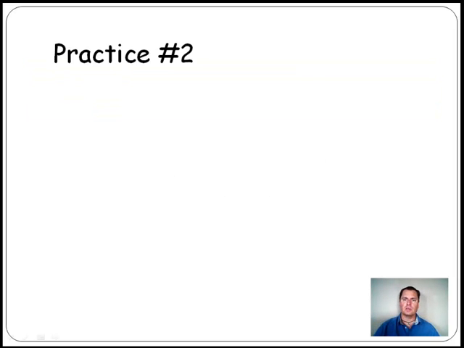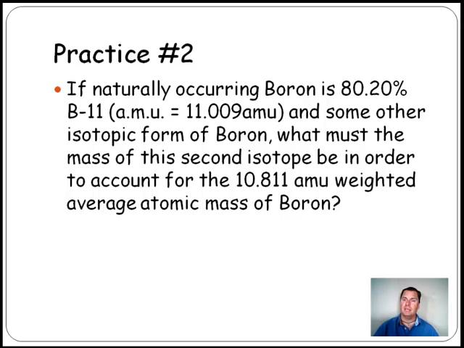It says, if naturally occurring boron is 80.2% B11 with an AMU of 11.009 and some other form of boron, so there are two isotopes that make it up, they want to know what must be the mass of the second isotope in order to account for a 10.811 AMU weighted average mass. So they want to know what's the mass of the second isotope for boron. So let's work through this one together.